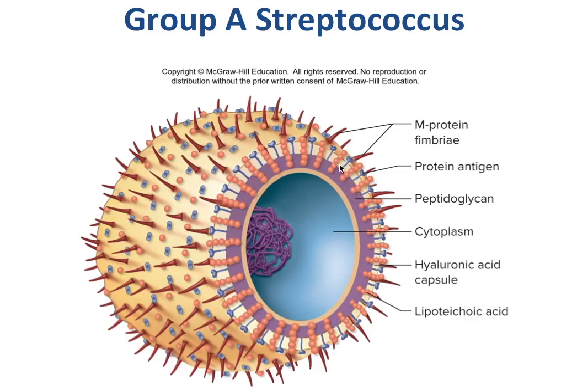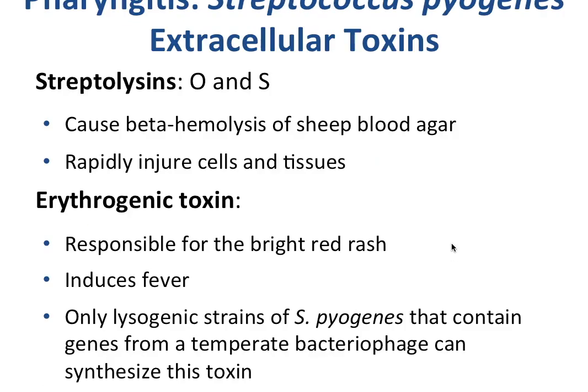So this is group A Streptococcus. This is peptidoglycan, and cytoplasm. Strep has streptolysin O and S, which can cause beta hemolysis on sheep blood agar. It can secrete an erythrogenic toxin, which can cause the bright red rash and induce fever.